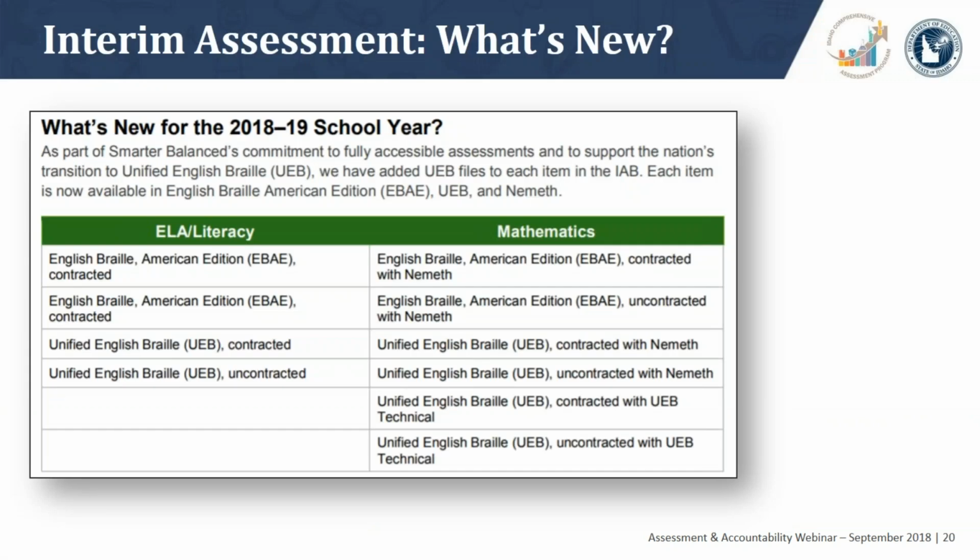We don't have any new blocks, just a couple of modified blocks, but primarily for the interim assessments, what's new for this year is that we have several options now for Braille. So you can take a look at the screen. This is in one of the documents as well. We want to make sure that these assessments are accessible to all of your students. And so Smarter Balanced is working very hard to make sure that everything is available.